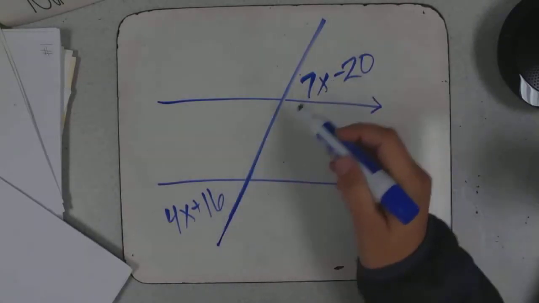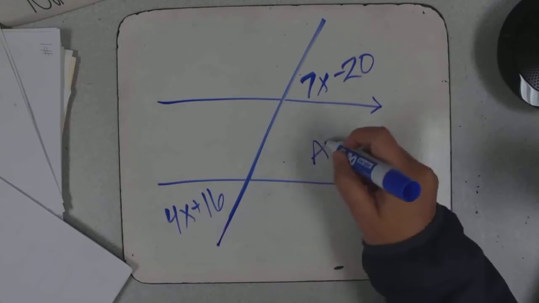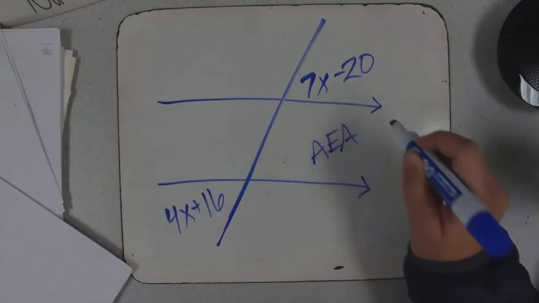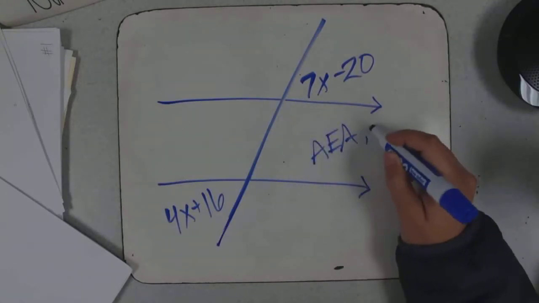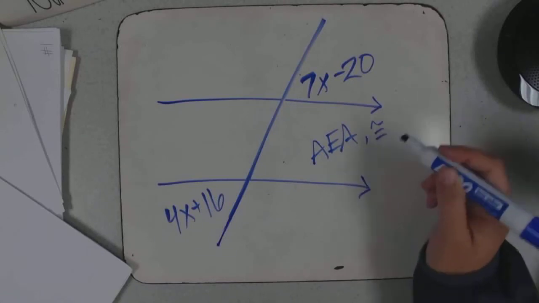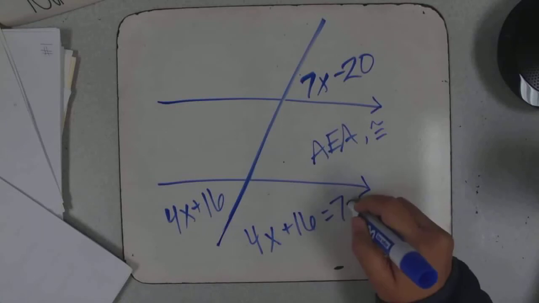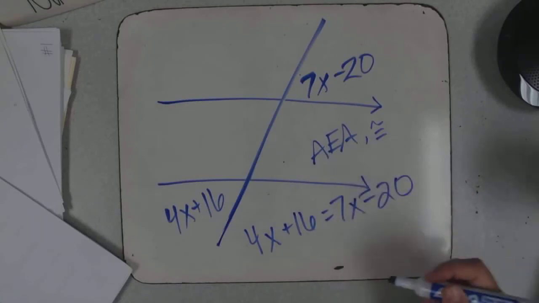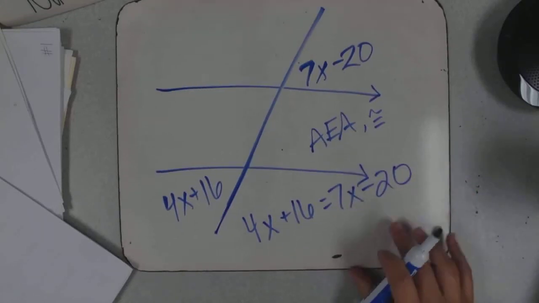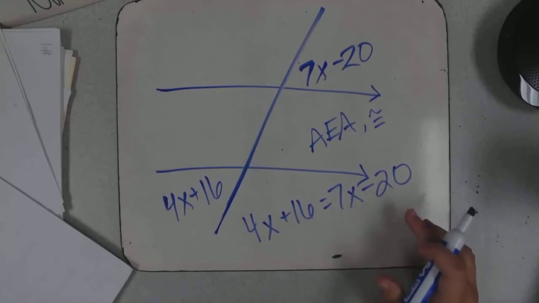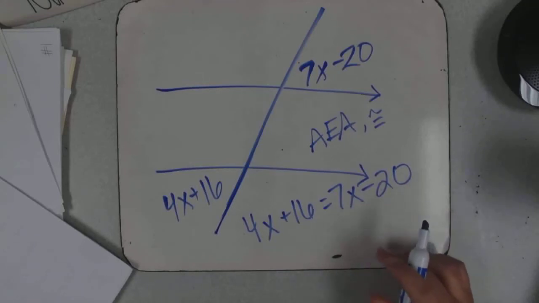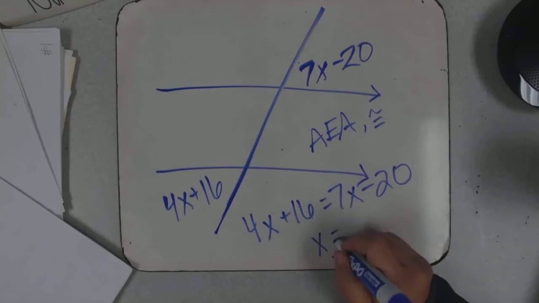These angles are alternate exterior. When the lines are parallel, they are congruent, so that means they equal each other. So our equation is just 4x plus 16 equals 7x minus 20. Once you have that set up, your geometry part is finished, and now you're just going to use your algebra to solve, and you get x equals 12.